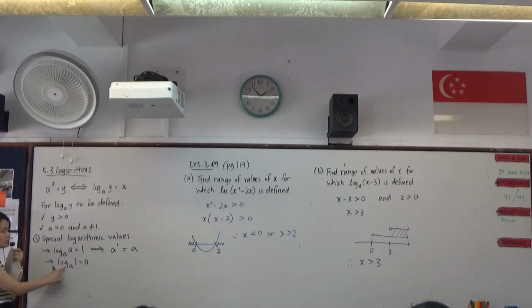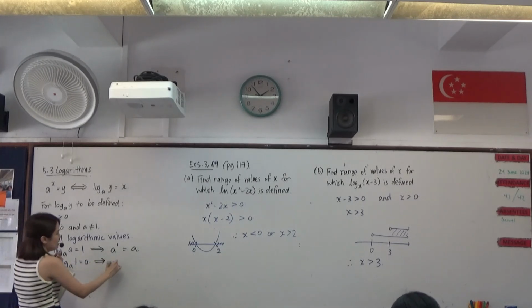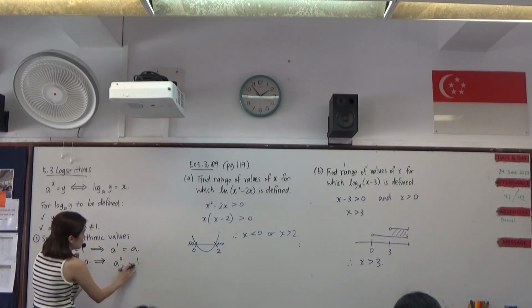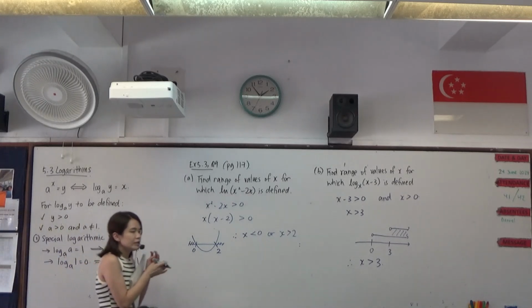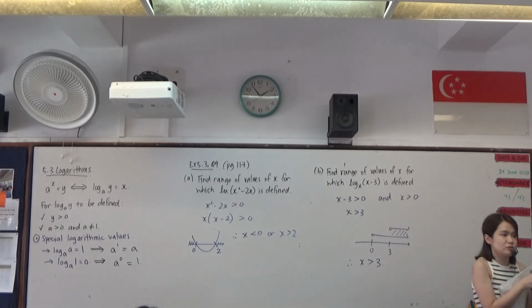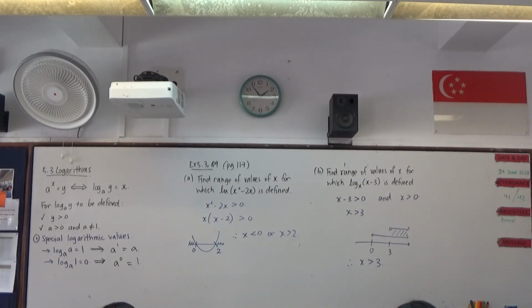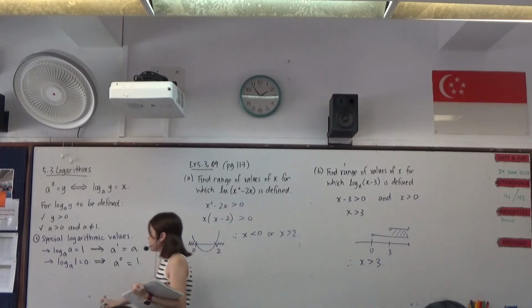Likewise, log 1 base a equals 0, because if I change it into index form, a to the power 0 is equal to 1. That is also a fact that we have learned in our zero indices. So if you have forgotten about this and you're not sure about it in the exam, don't worry, you can use your calculator to support you. If you do not know what log 3 base 3 or log 1 base 2 is, you can use a calculator later on once I teach you the calculators.